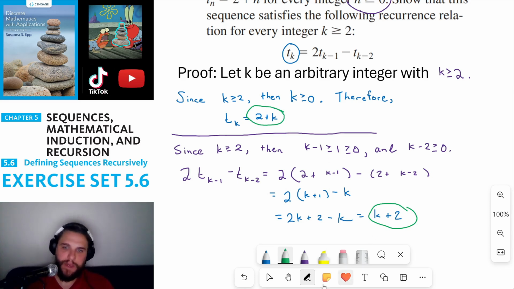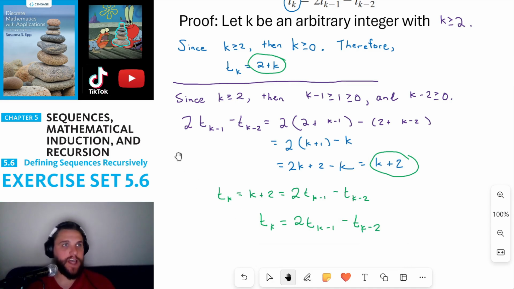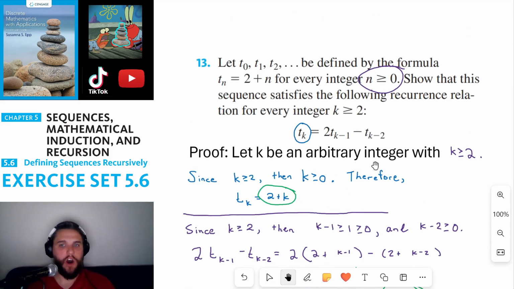And so this means t sub k equals k plus 2, which equals 2 times t sub k minus 1 minus t sub k minus 2. But that just means that t sub k equals 2 times t sub k minus 1 minus t sub k minus 2.